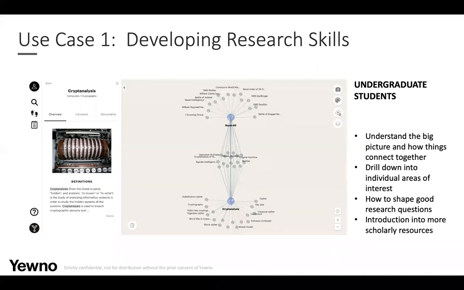So if you think about a traditional search tool and a list of search results, it's not showing you how each of those items in the list is connected to each other.